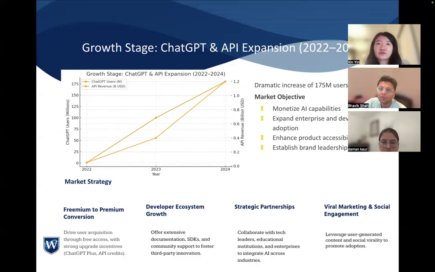Strategically, this stage focused on accessibility and ecosystem expansion. It provided developers with APIs, documentation, and SDKs to encourage innovation. Besides, it built strategic partnerships with major tech firms and educational institutions. Overall, this growth stage established OpenAI not only as a research leader but also as a scalable business platform, a foundation for continued expansion in the years ahead.